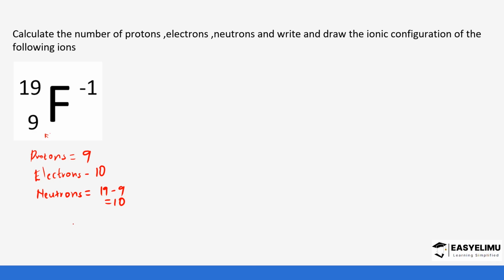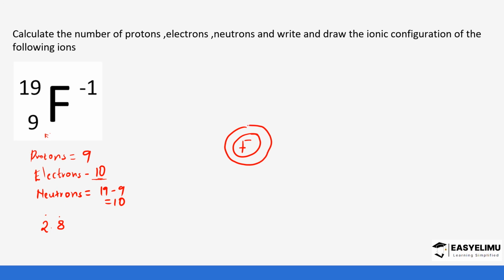And if we were to draw the ionic configuration, it's going to be 2.8, because there are 10 electrons: 2 electrons plus 8 electrons, which gives us 10. So let's draw the ion, the fluoride ion.